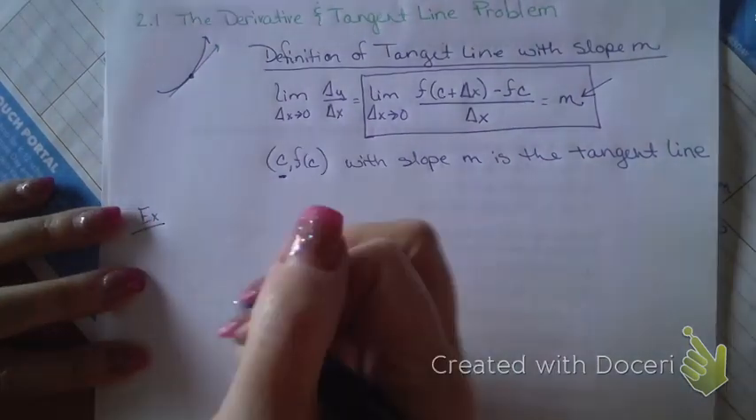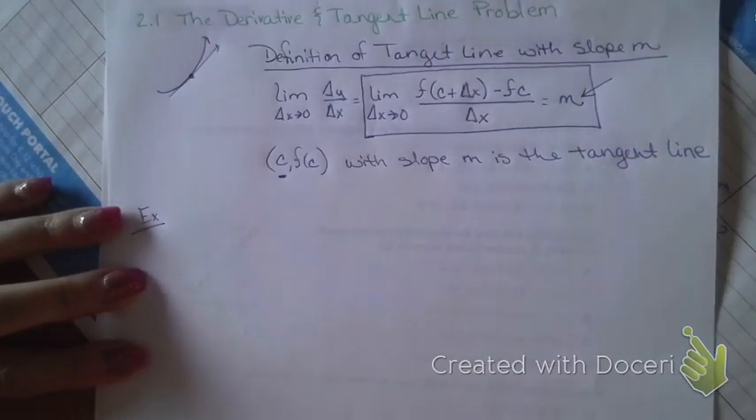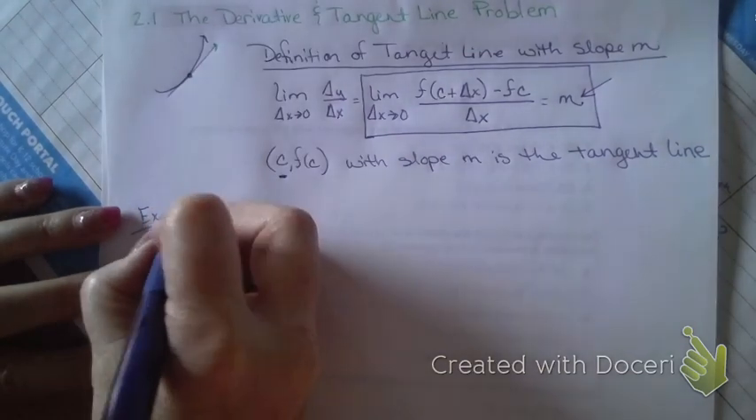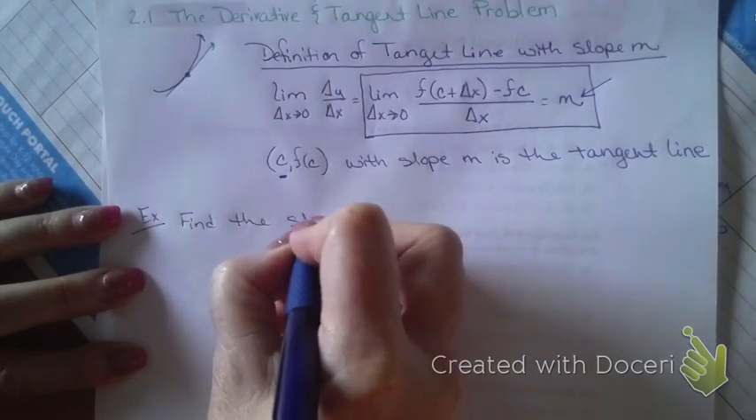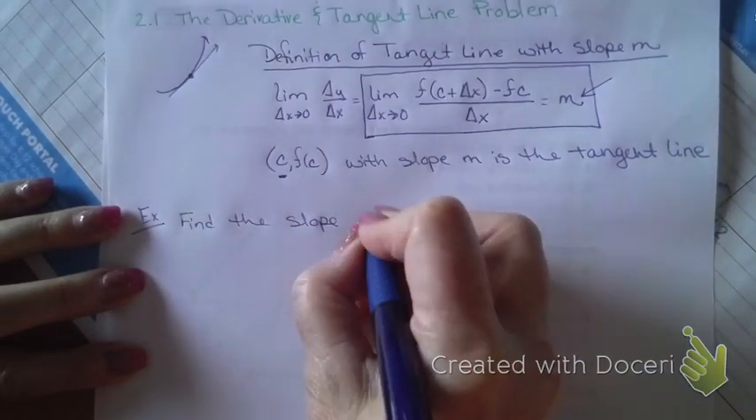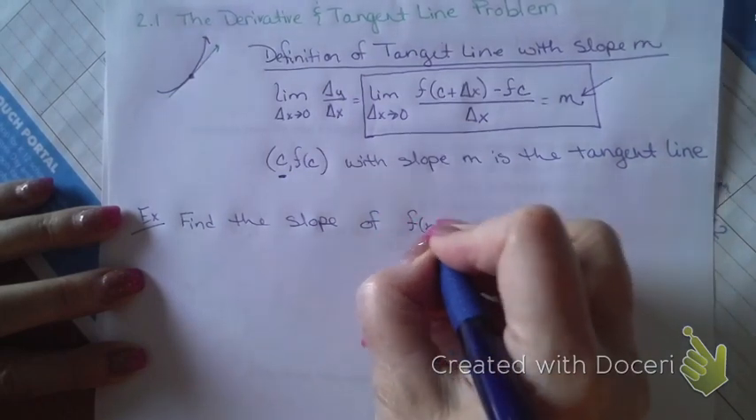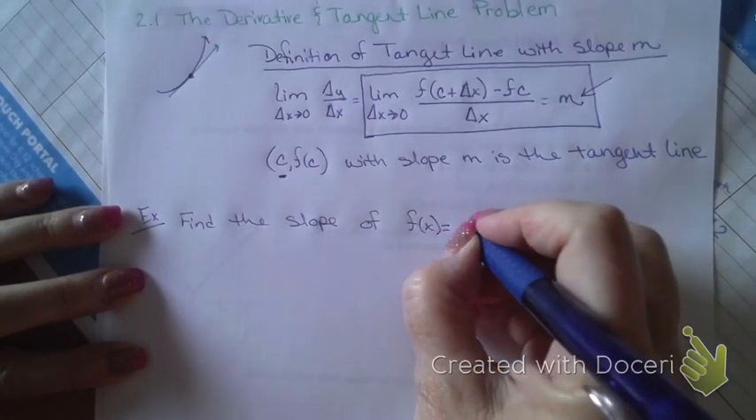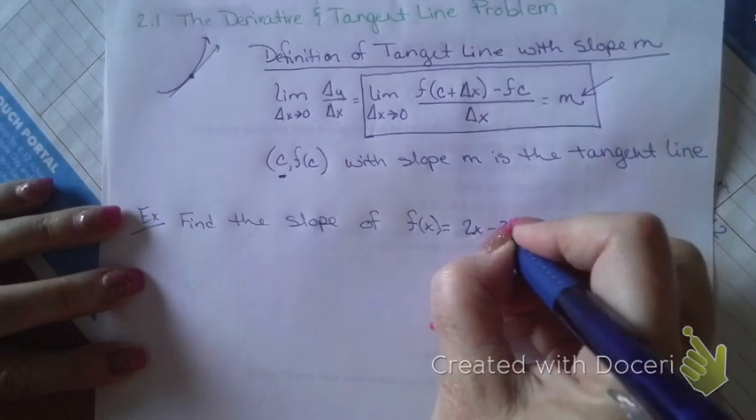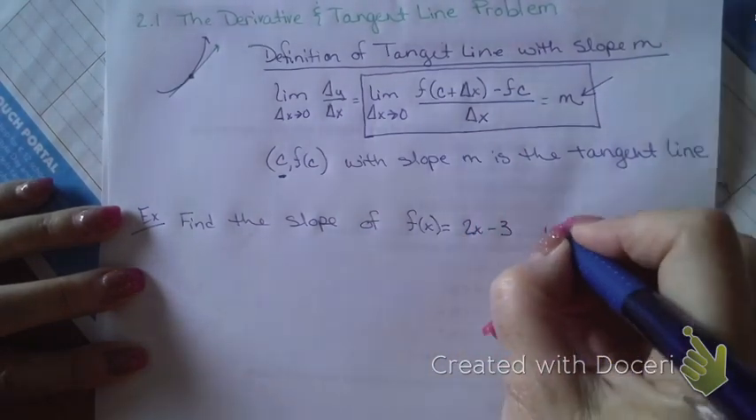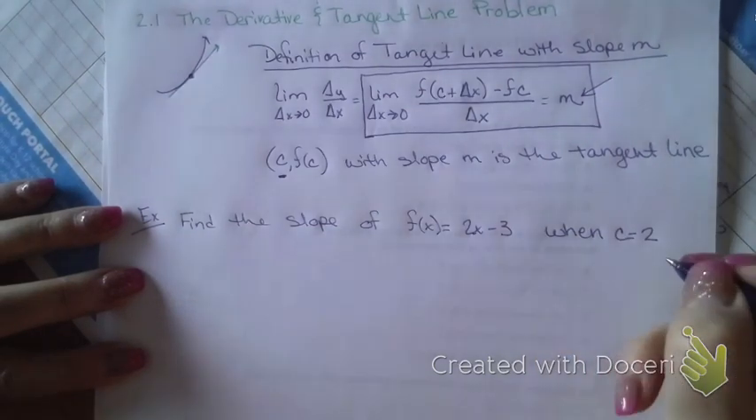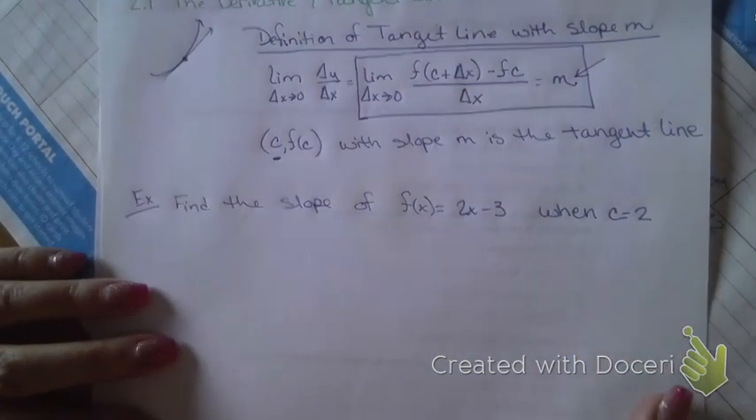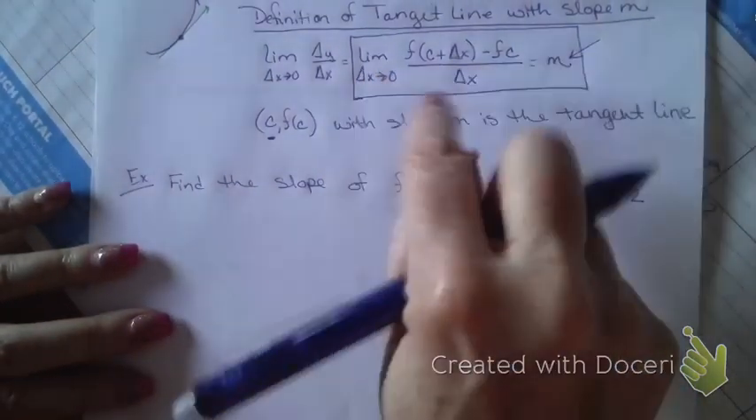So our first example, it says the slope of a graph of a linear equation. Find the slope of the graph of f of x equals 2x minus 3 when c equals 2. So we're going to use this box right here.